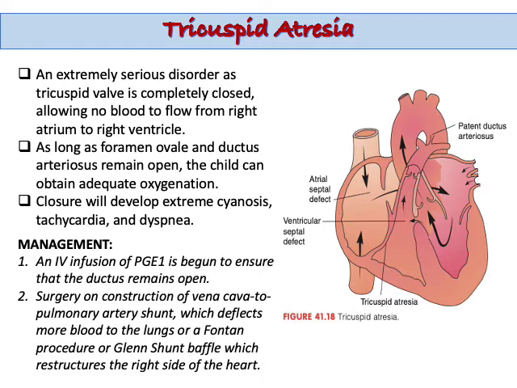Second is an open heart surgery, again through ECMO. One is a construction of a vena cava to a pulmonary artery shunt. This will allow oxygenated blood to reach the lungs, or a Fontan procedure or Glenn shunt baffle. This restructures the abnormality of the right side of the heart.